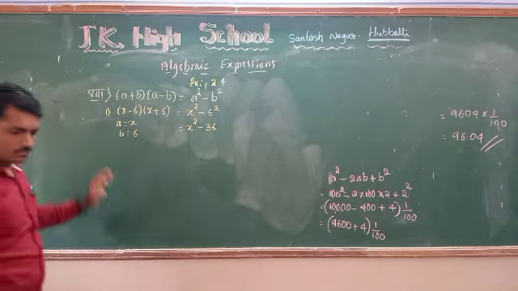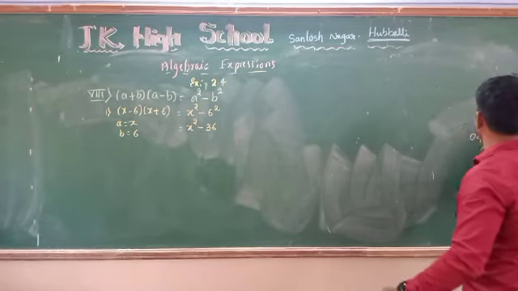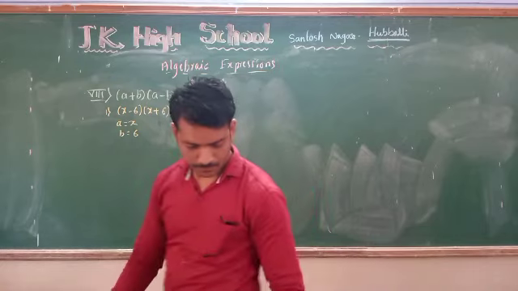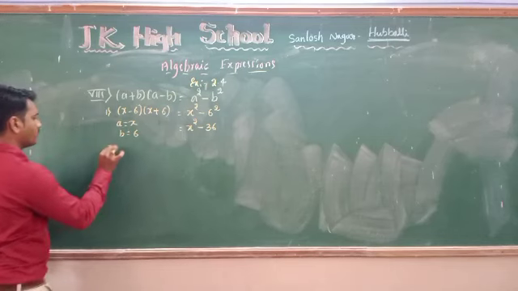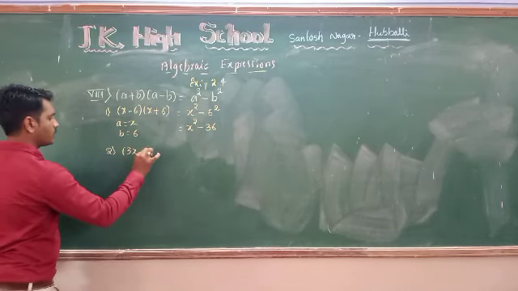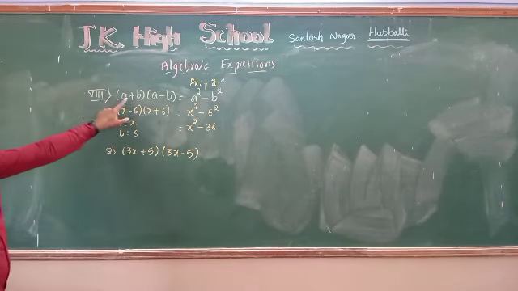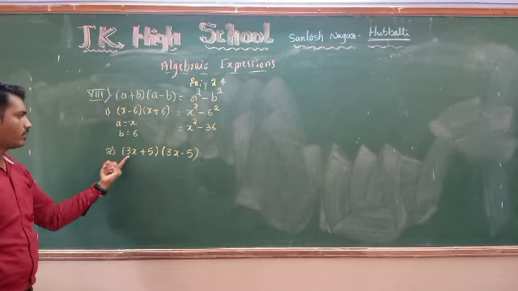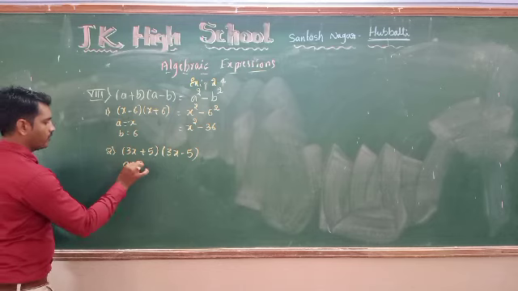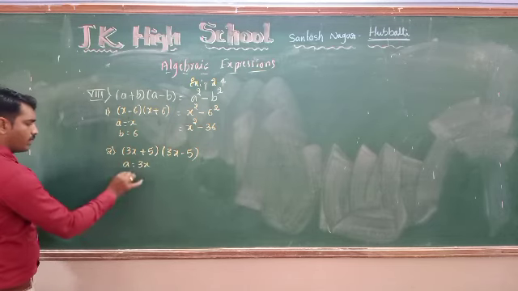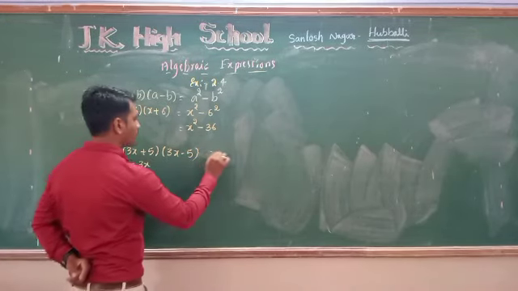So, understand? Look here. Question number 2: 3x plus 5 and 3x minus 5. Look here, a plus b into a minus b. Here both sides the a values are 3x and 3x, and the b value is 5 and 5. Now extract the a value. What is the a value? A value is 3x. What about the b value? B value is 5. So how to do? A square minus b square.